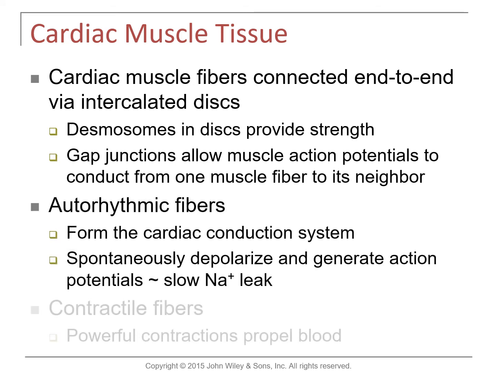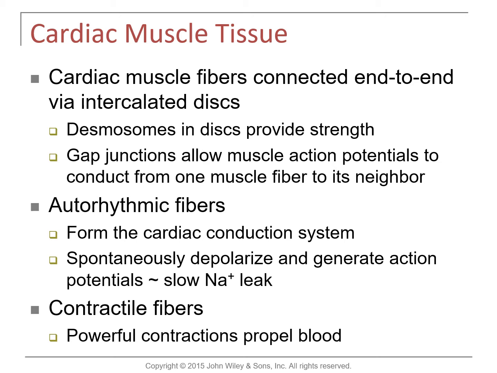All right, we will now move into some histology and consider cardiac muscle tissue. Cardiac muscle cells, or myocytes, are called fibers because they're somewhat branched and elongated. Unlike skeletal muscle, cardiac muscle fibers are connected end to end and interlock with each other and are held in place by intercalated discs that contain proteins called desmosomes that provide strength and hold the cells together.